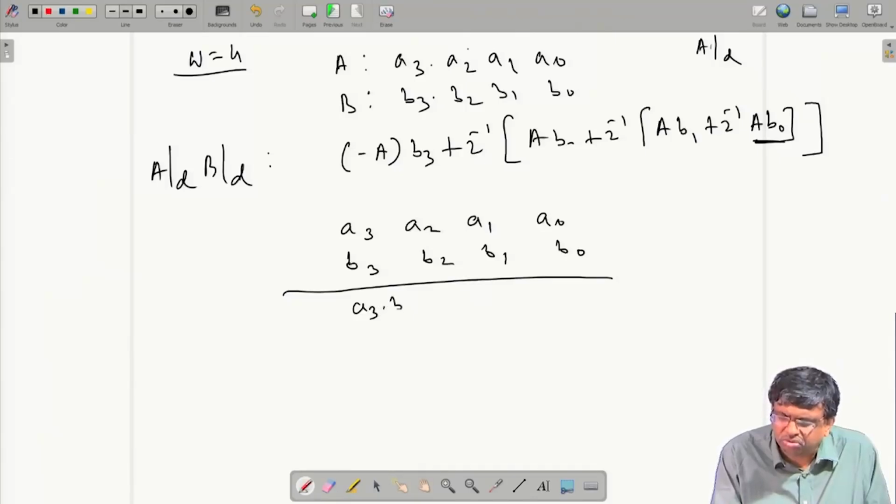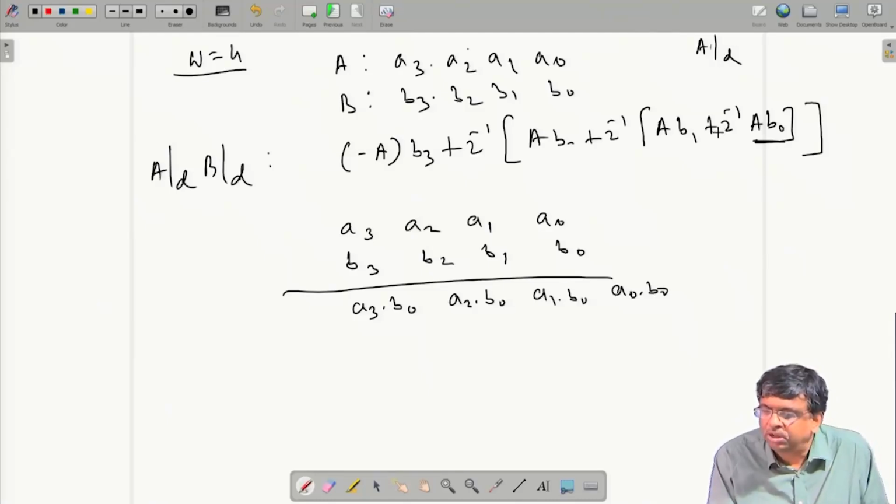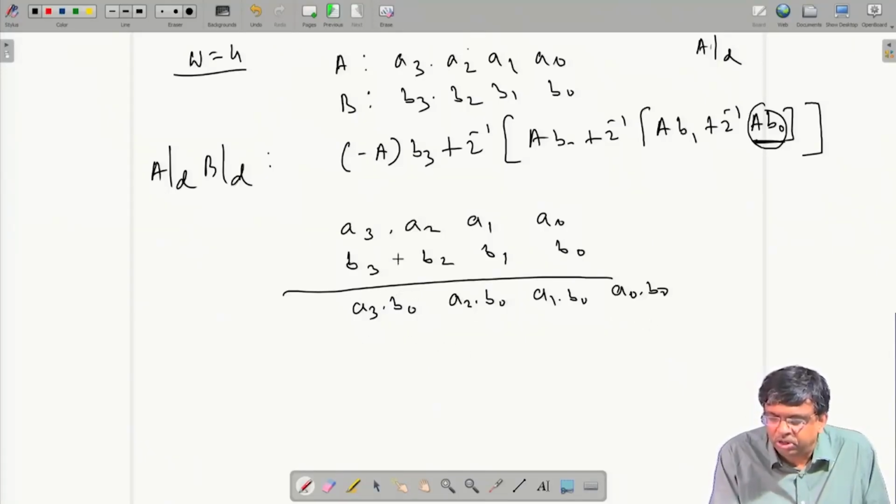If you want, I can put also A2·B0, A1·B0, A0·B0, the 4-bit word. But this decimal value is to be multiplied by 2 inverse, which means in the corresponding binary word, everybody will get shifted to the right by 1, and the MSB, the sign bit, where there is a binary point here, will get extended.